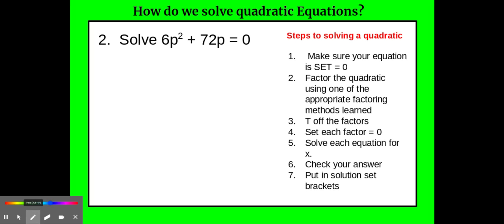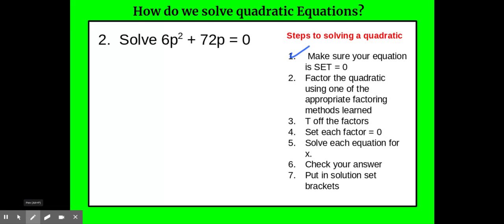Right, guys, so now we're going to move on to the next three examples on solving these next three different types of quadratics. So for the first one, it says solve 6p squared plus 72p equals 0. Step 1, make sure it's set equal to 0. Check. Step 2, factor the quadratic.